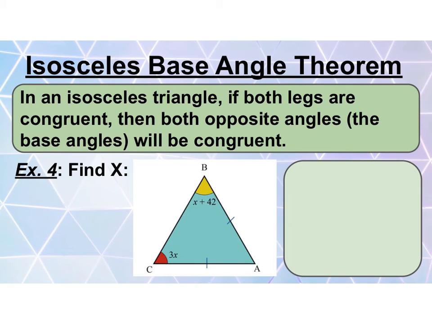We're going to go ahead and give it a try. I see my congruent legs. Therefore, this is my base. So that must be congruent to that. So I'm going to set those equal. I'm going to subtract 42. Subtract x from both sides, and I get 2x equals 42, and x equals 21.